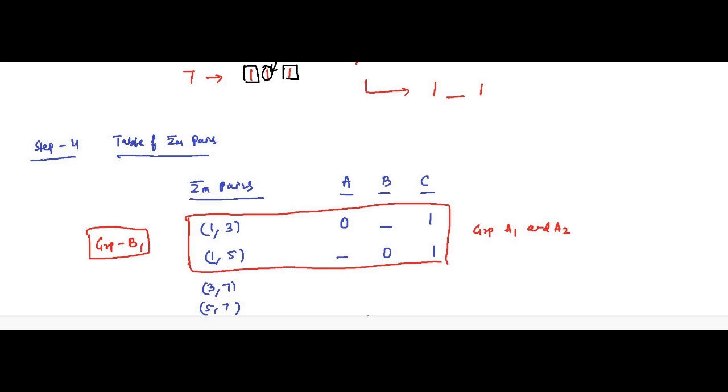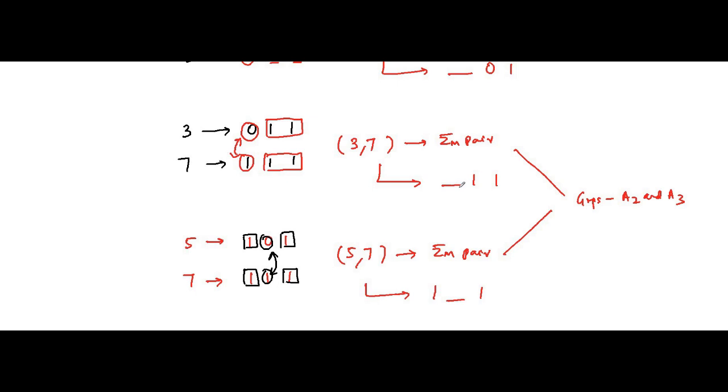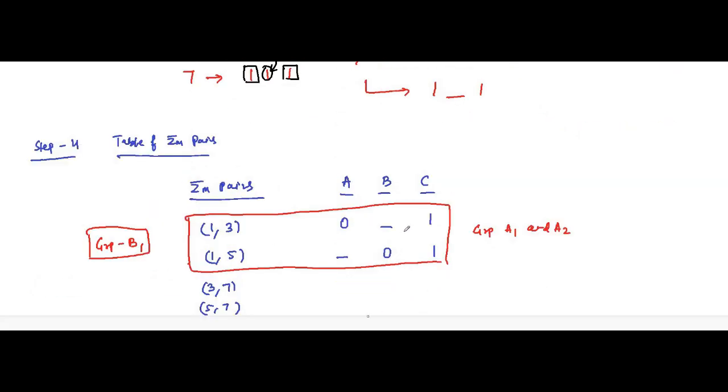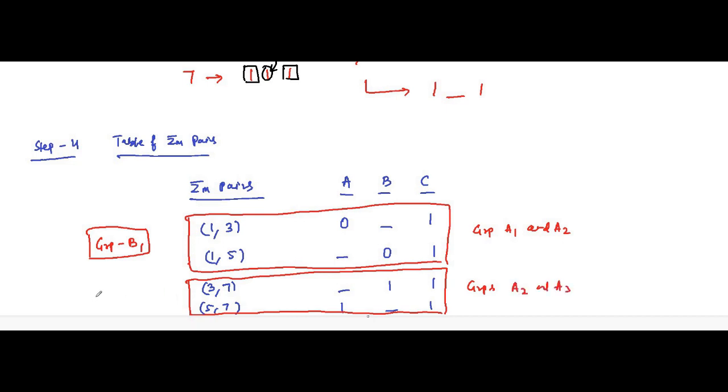Then we have another 2 minterm pairs, 3, 7 and 5, 7. Their binary equivalents are dash 1 1 and 1 dash 1. So this will be another group, between A2 and A3. These are the minterm pairs formed between groups A2 and A3. Let's call it group B2.